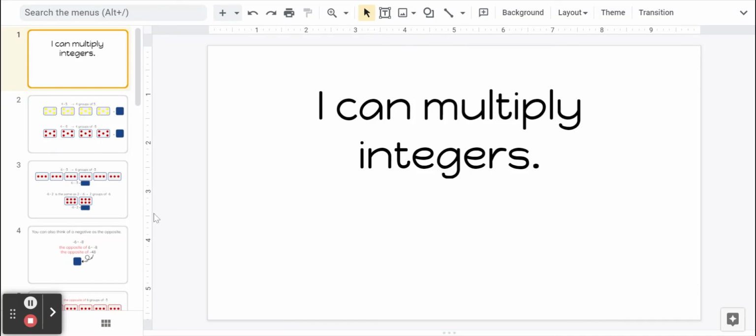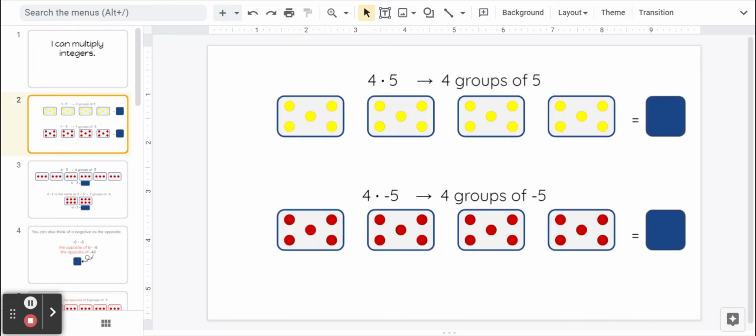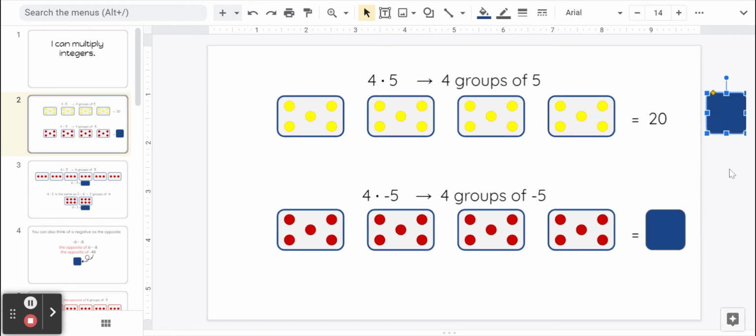Multiply integers. Let's start with something basic. 4 times 5 means 4 groups of 5. So here we have 4 groups, and each group has 5 positives. Altogether, we have 5, 10, 15, 20. 20 positives. So our answer is positive 20.